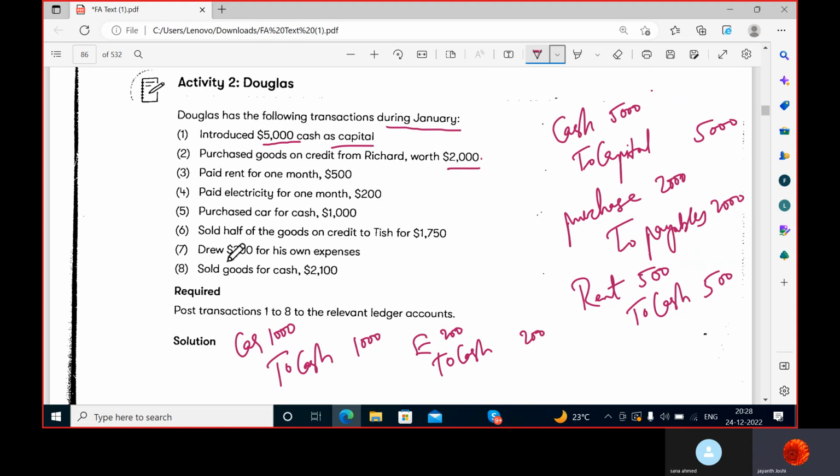Sold half of the goods on credit to Tish for 1750. Revenue is always in the credit. When we sell goods on credit to someone, our asset is increasing, which is nothing but the receivable, correct? So either you write Tish or receivable to sales or revenue, 1750, 1750. Please make a note of this. Yes, sir.